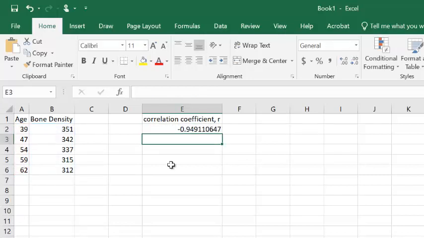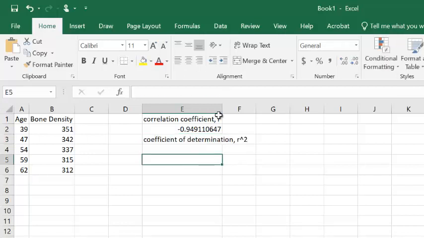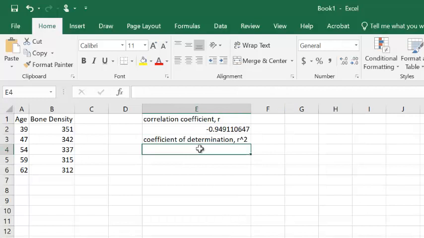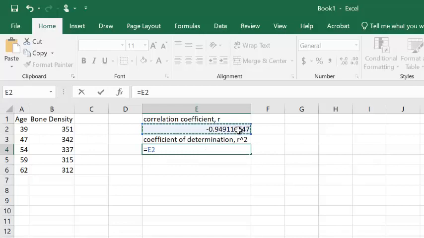For the coefficient of determination, the coefficient of determination is r squared. We can just take the value we just found for r, so I'm going to hit an equal sign to enter a formula, select r, and then square it with the caret 2.